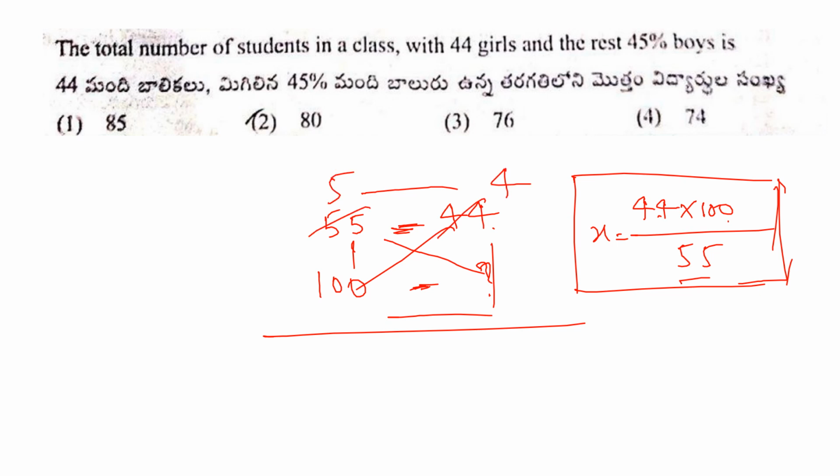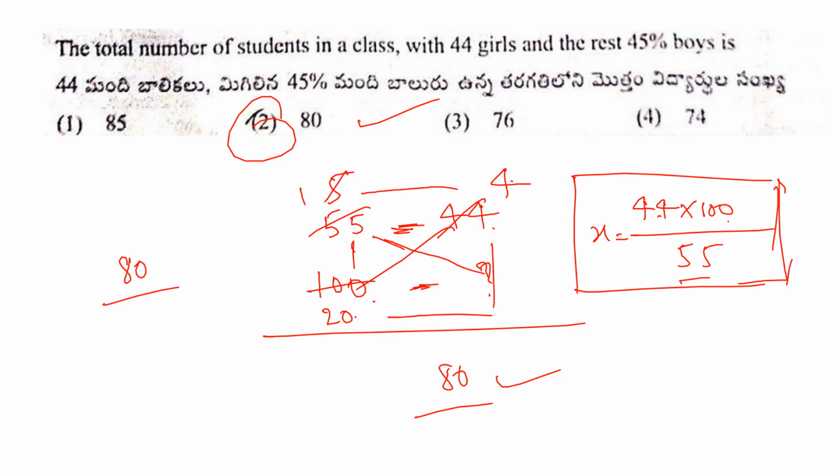Already I told you we can cancel these values as well. 5 ones are 5, 5 20s are 100. So 20 and 4 are in cross, both are cross to each other, so you can multiply these two. 20 into 4 is 80. So 80 is the total number of people in the class.